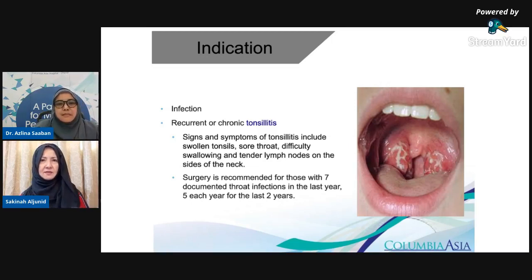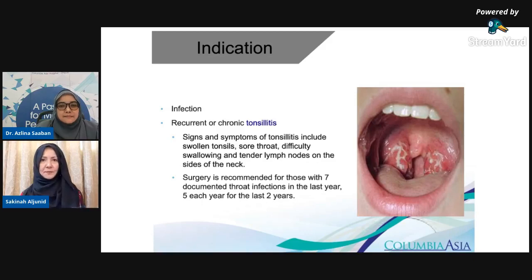Now I'm talking about the indication for the tonsillectomy. What do you mean by indication? It means when do we need to do tonsillectomy, in what reasons, in what condition we remove the tonsil.